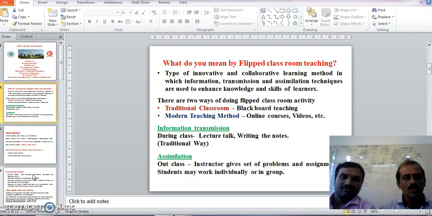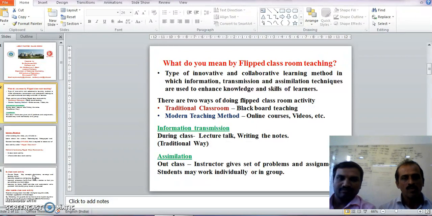Now mainly there are two types of using flipped classroom activity in a class. The first one is the traditional classroom activity, which most faculty do every day using blackboard teaching methodology. The second one is the modern teaching method, where we use ICT based learning processes such as online courses, videos, podcasts, etc. So this is one area wherein you will learn more about flipped classroom activities.